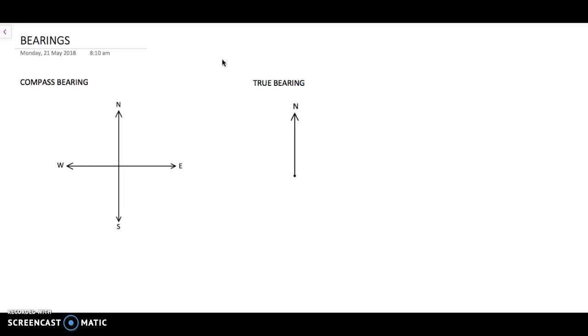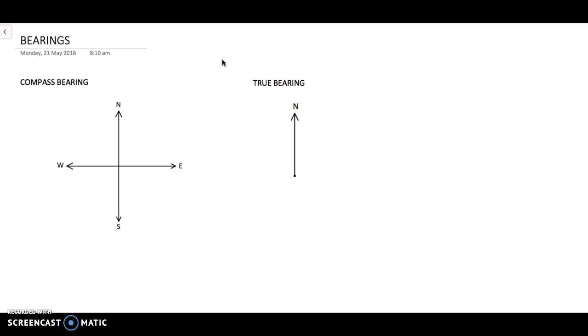This video will introduce you to the concept of bearings. There are two different types of bearings that we use when we're talking about providing someone with a form of direction to travel in. The first one is a compass bearing. Compass bearings use the idea of our north, east, south and west points.